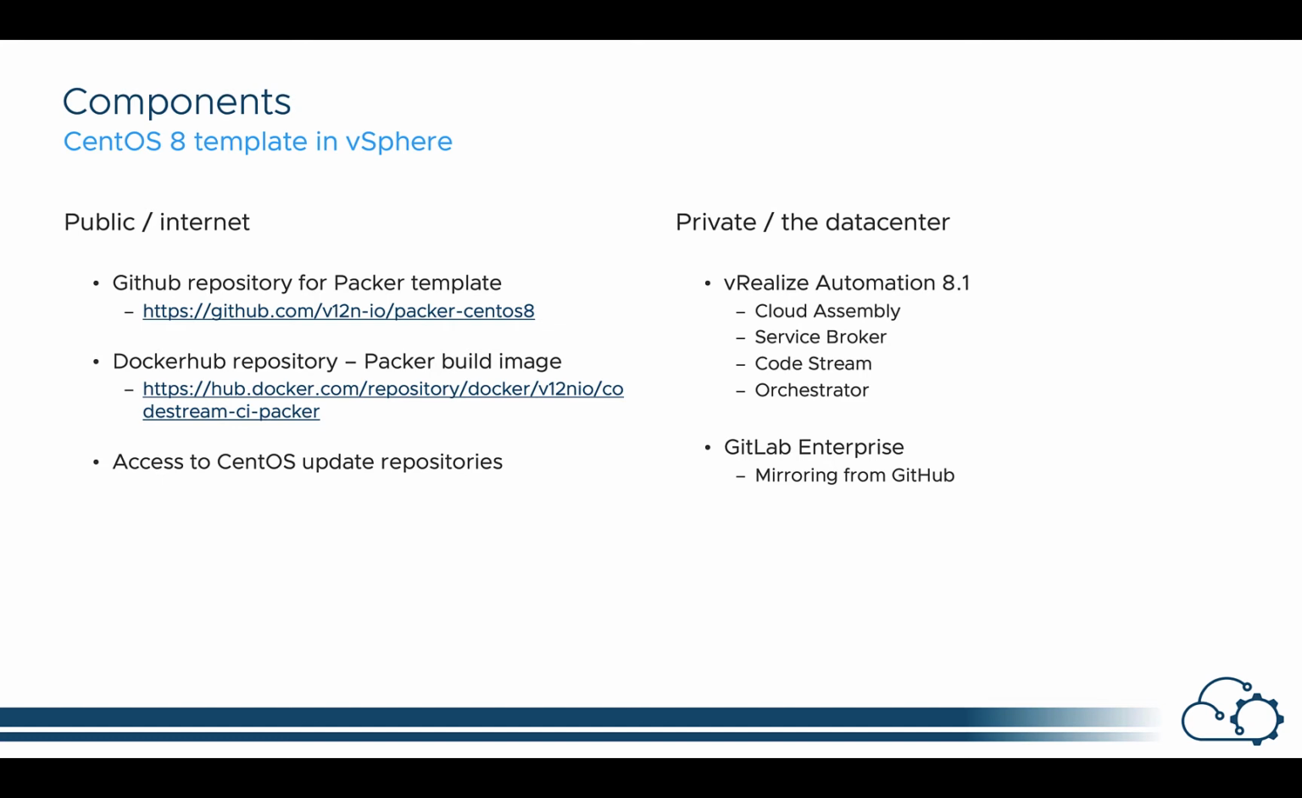Now, if I were using vRealize Automation Cloud, I would potentially be able to use GitHub or even GitLab SaaS offerings to directly integrate with my CodeStream pipeline. But because I'm choosing to do it within my own data center, then I need some sort of mechanism to get from that public repository to my private one or into my data center.